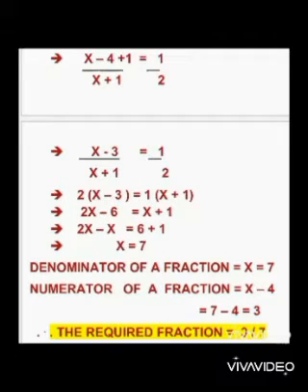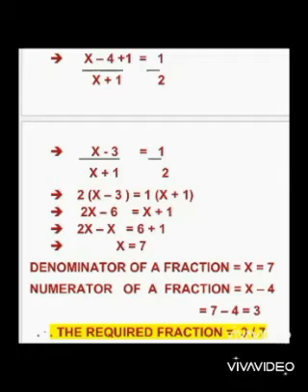First multiply the numerator of the left hand side, x minus 3, with the denominator of the right hand side, 2. So you will get 2 into (x minus 3), which is equal to, now multiply the denominator of the left hand side, x plus 1, with the numerator of the right hand side, 1. You will get 1 into (x plus 1). Now let us simplify this, children. 2 into (x minus 3) means 2 into x is 2x minus 2 into 3 is 6, which is equal to 1 into x is x plus 1 into 1 is 1.